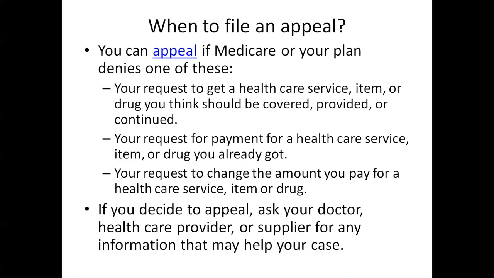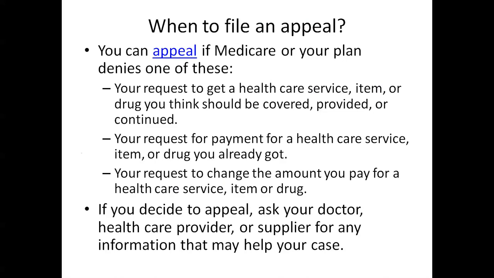So when does a beneficiary file an appeal? They can appeal if their Medicare or their plan denies their request for a healthcare service, item, or drug they think should be covered, provided, or continued. Or a request for payment for a healthcare service, item, or drug they already got. For example, they got services, but they had to pay out of pocket for some reason, and then they sent that request in to their plan to get reimbursed. Or their request to change the amount they pay for a healthcare service, item, or drug. For example, if they get their explanation of benefits or the Medicare summary notice and it says to pay more than what they think they should have to pay, they can file an appeal.